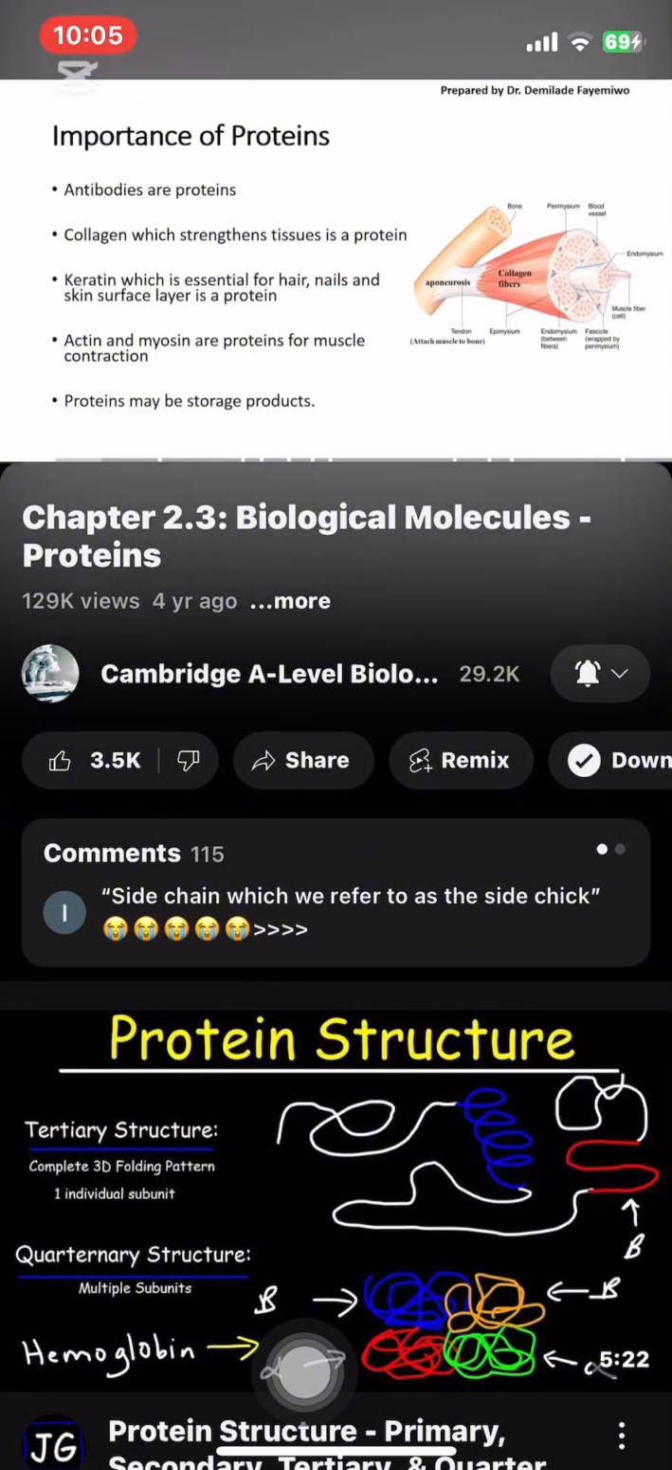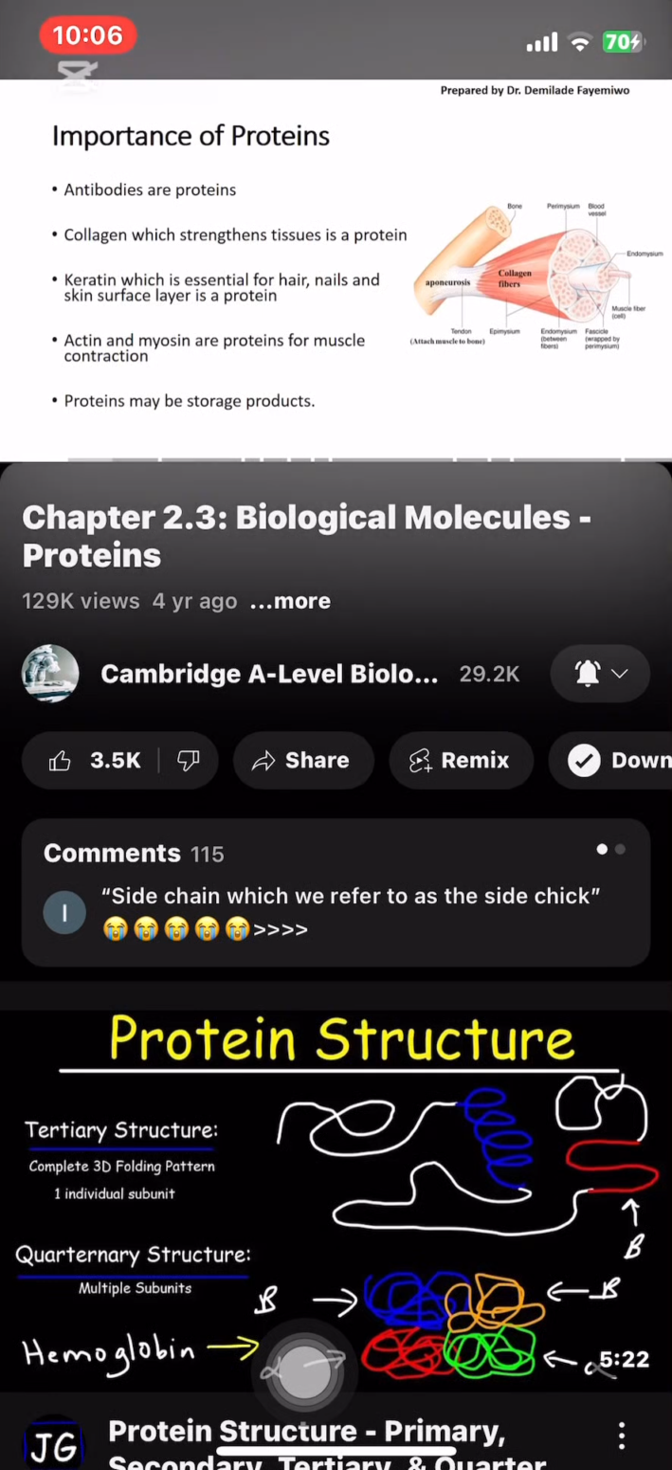Antibodies in our bodies are also proteins. Antibodies form part of our immune system, so when we fall ill, we produce antibodies in order to fight the causative agent of the illness. All our antibodies are proteins, and this is something we learn at AS level when we get to chapter 11, which focuses on immunity. Collagen is also a protein and it strengthens tissues. You've probably heard that taking collagen would make your skin look young and plump, but that's because it strengthens the tissues and it reduces signs of aging.